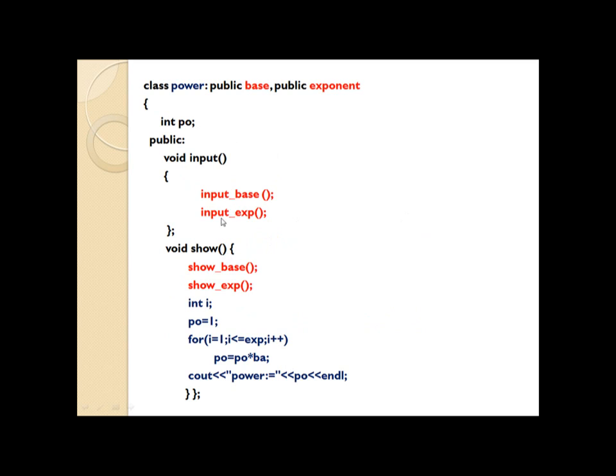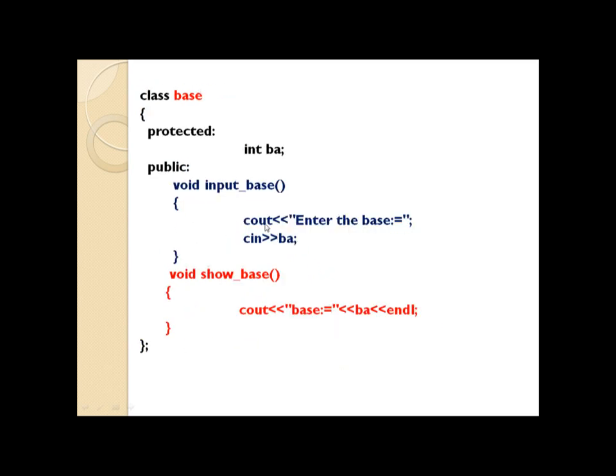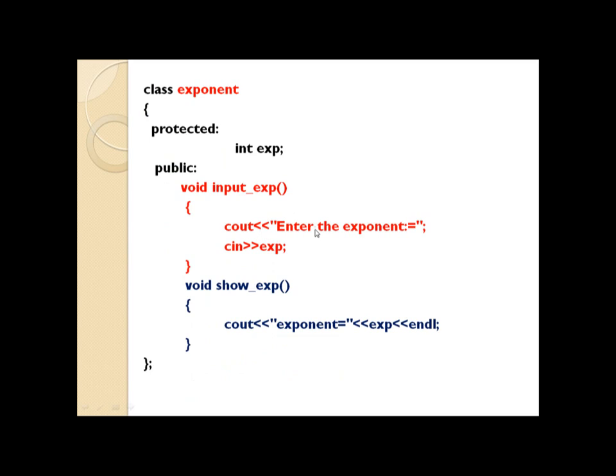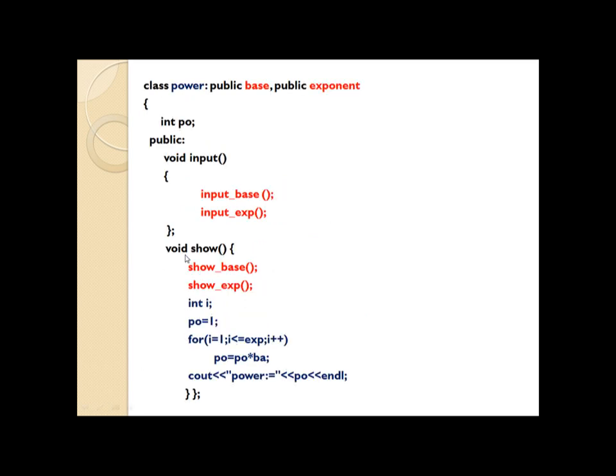As soon as this function gets called, immediately the statements given in the body of these functions will get executed. So we will get the value of base and exponent. And in the show function, we are accessing the functions show_base and show_exp, and over here we are calculating the power.